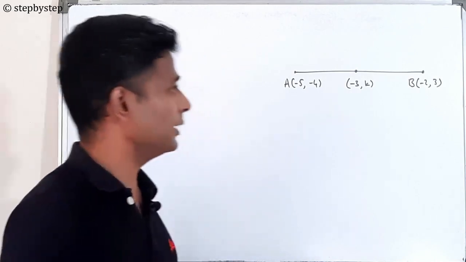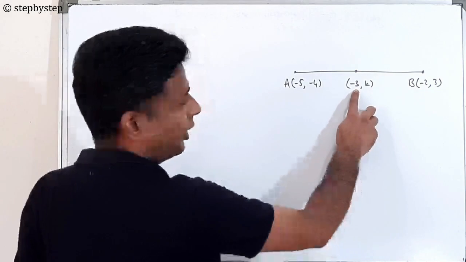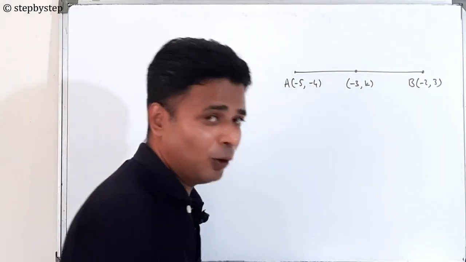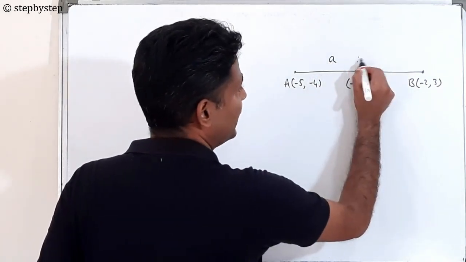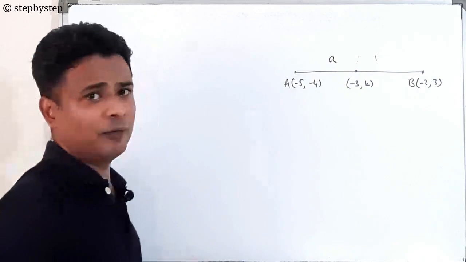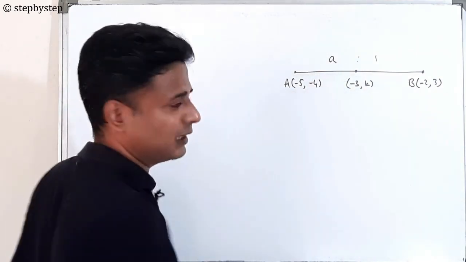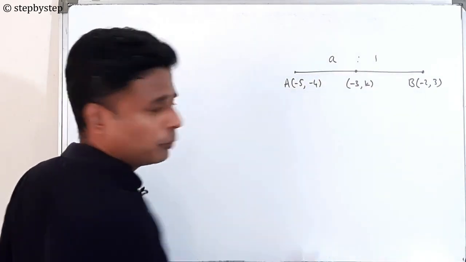Alright guys, the third question, they have asked you to find the ratio in which this point (-3, k) divides the line joining A and B. So now we have to find the ratio in which it divides, which means we'll assume the ratio to be a is to 1. I'll not take the variable as k. Why? Because we already have k over here as the unknown. So I'll take some other variable, that is a is to 1. So we assume, let the ratio be a is to 1.